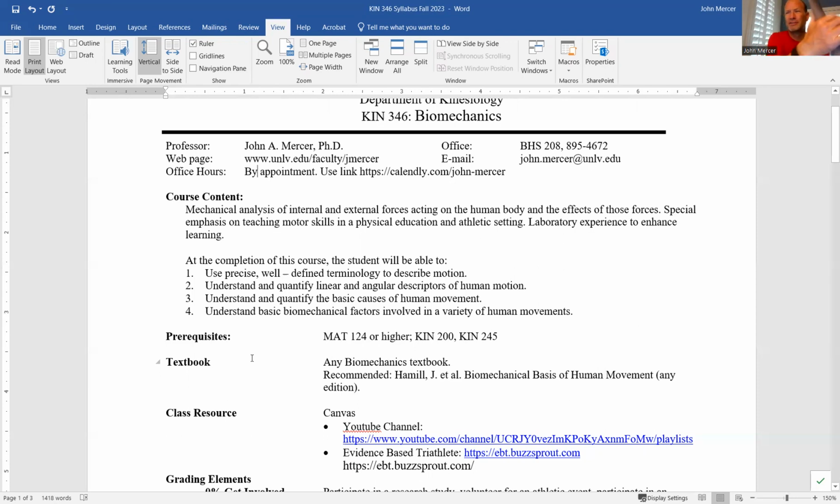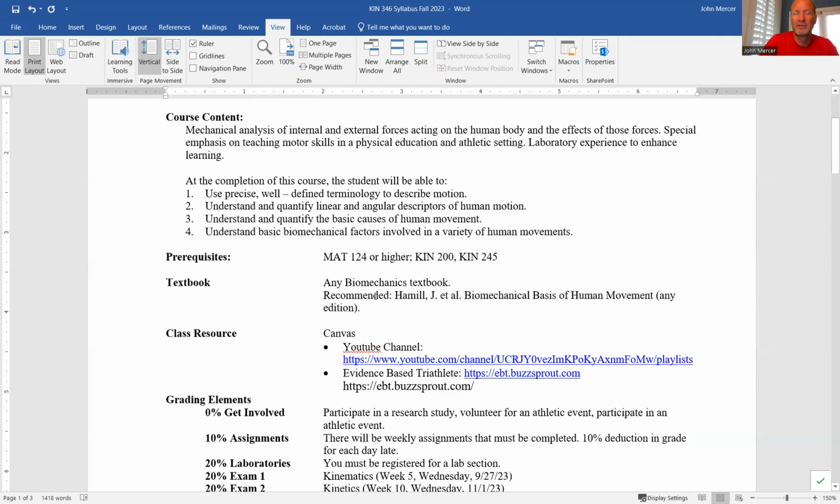Sorry, this cat keeps finding his way in here whenever I'm talking. And finally, understand basic biomechanical factors involved with a variety of human movement. So we're applying biomechanics to understand human performance and human movement in general. So biomechanical analysis. Prereqs, you should have had Math 124 or something higher than that. KIN 200 or 245. So some good anatomy and physiology and anatomical kinesiology background.